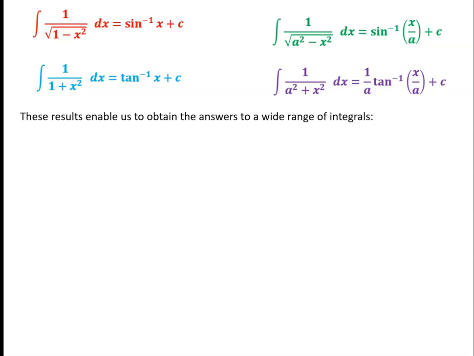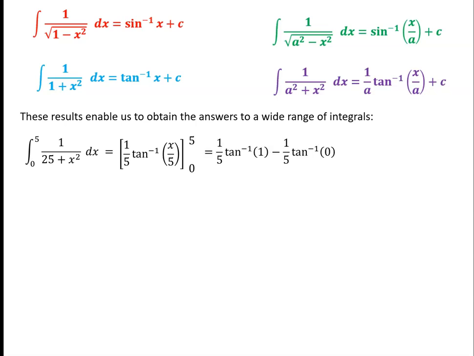So let's have a look at using these results. First of all, let's have the integral between 0 and 5 of 1 over 25 plus x squared. Well, we can just use the fourth of our 4 results above with a equals 5 and say that we've got 1/5 tan to the minus 1 of x over 5 as the integral of 1 over 25 plus x squared. So we've got limits of 0 and 5. So we've got 1/5 tan to the minus 1 of 1, take away 1/5 tan to the minus 1 of 0.